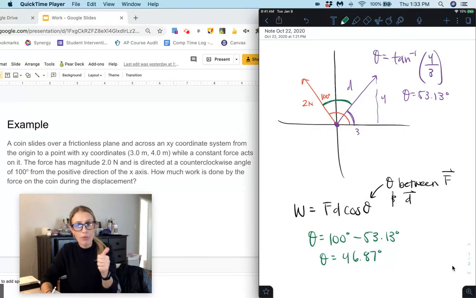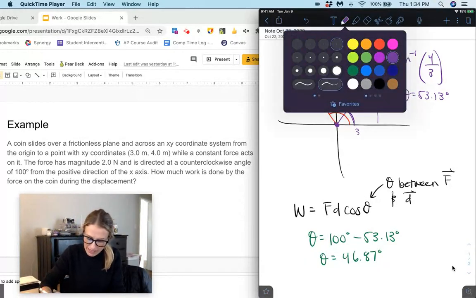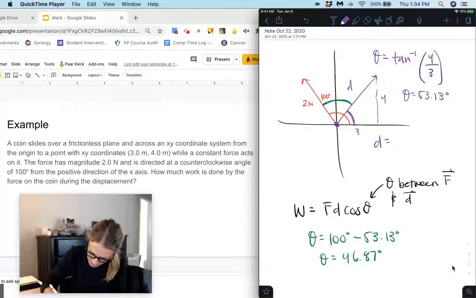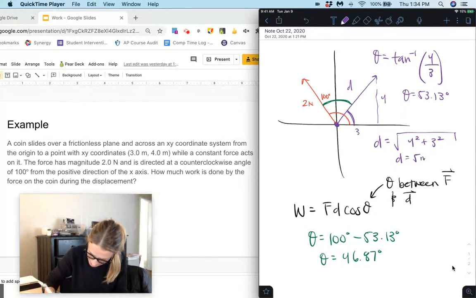I know my force vector's magnitude, but now I also need to know my displacement vector's magnitude. So you could use Pythagorean theorem here, but we also know that it's a special triangle, right? It's a 3, 4, 5 triangle. So we can already see that displacement is going to be 5. But again, if you want to find displacement, you could use the square root of 4 squared plus 3 squared. Again, displacement ends up being 5 meters here.